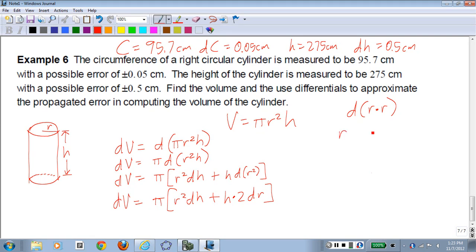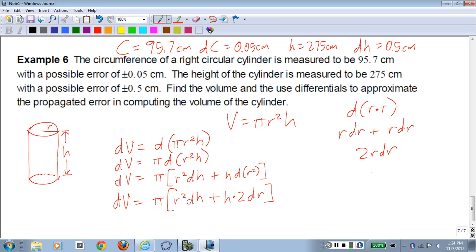It would be r, the first times the differential of the second, plus the second times the differential of the first, it would be 2r dr. So I've left out an r. All right, it would seem that we just take the 2 out in front and then have 2 dr.